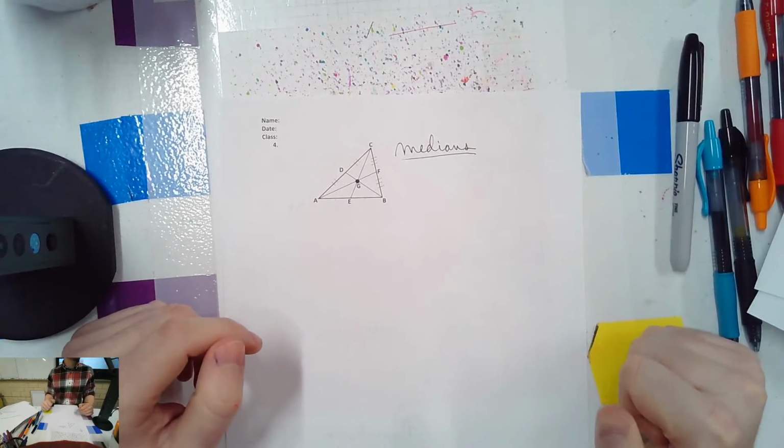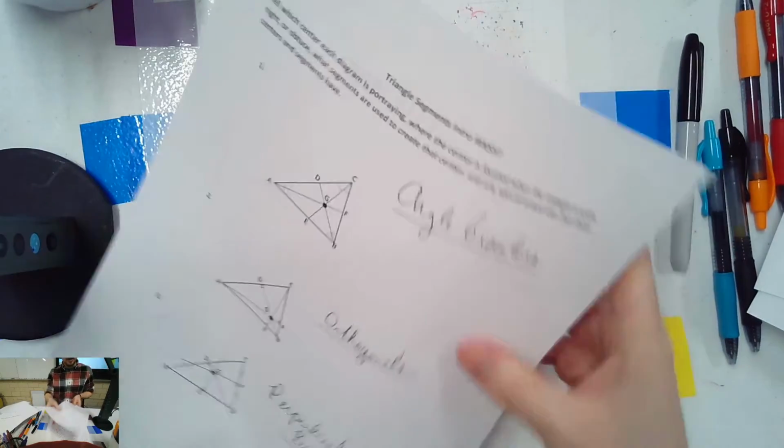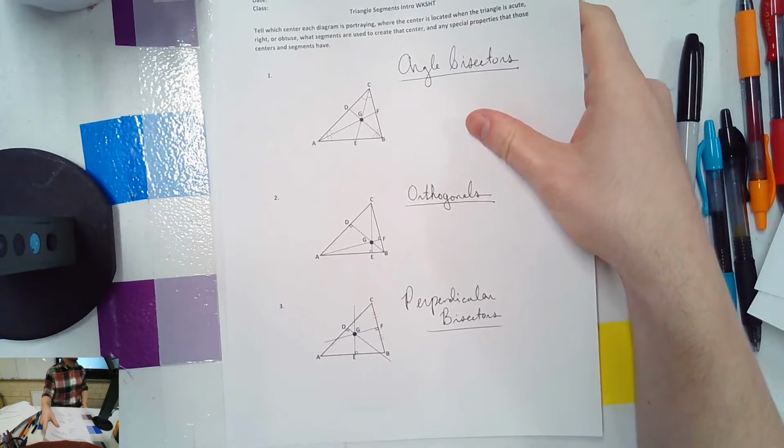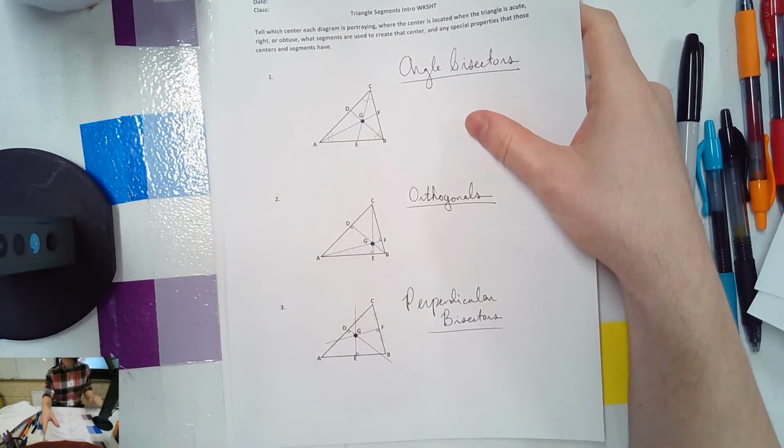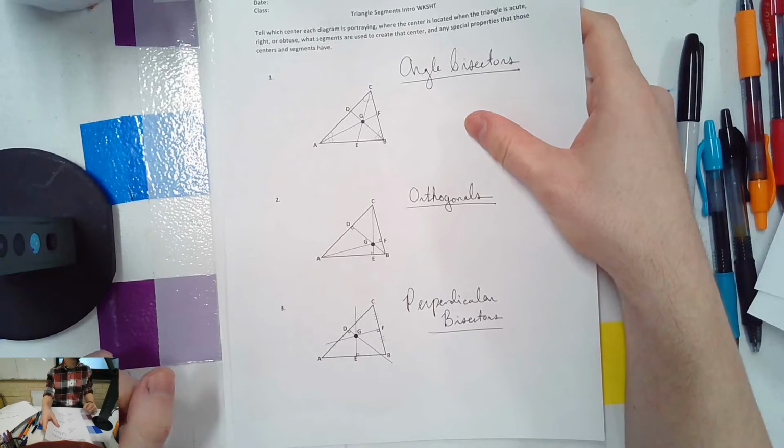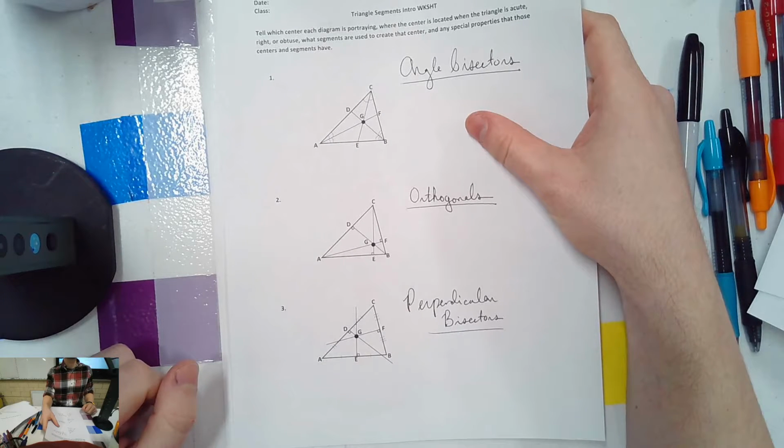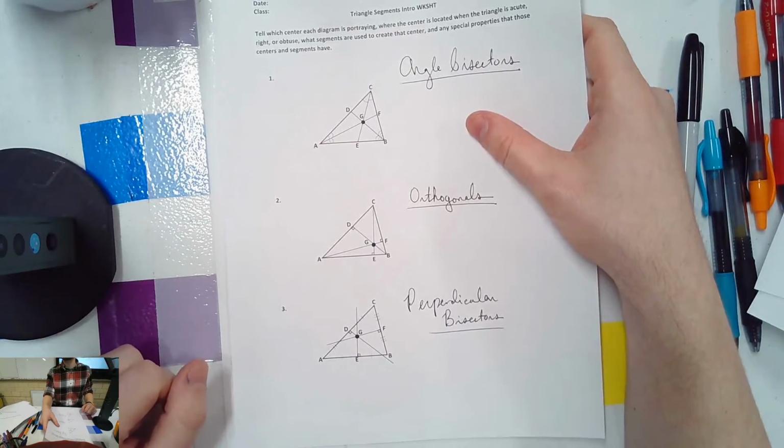That's pretty rare. Now, does that work for all triangles? Because all these triangles are the same, right? They're all acute, right? And I copied and pasted them. I just drew different lines on them. Does it work for all triangles? It's pretty rare for them to be concurrent, right?